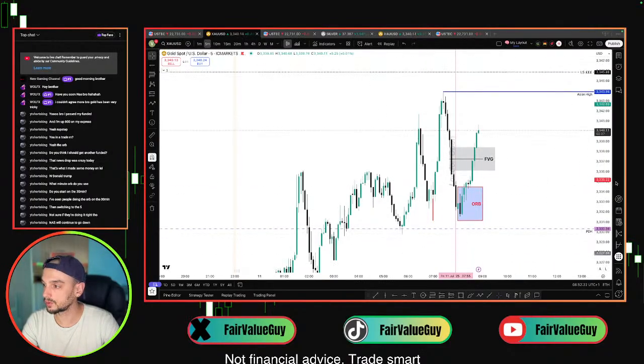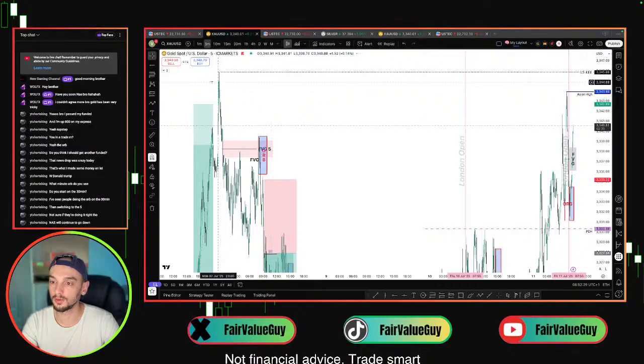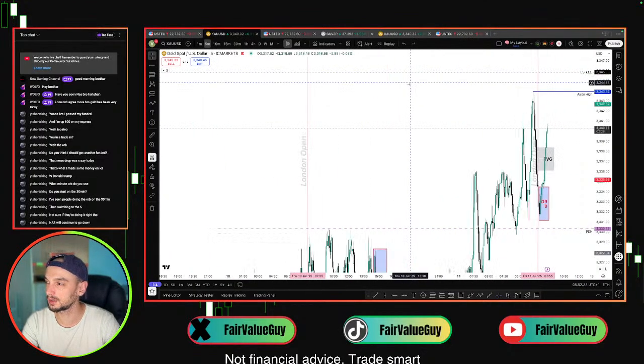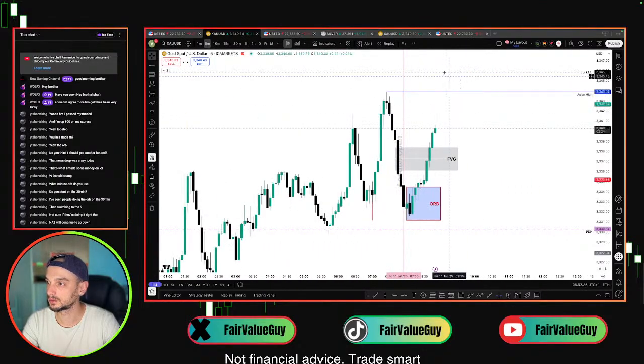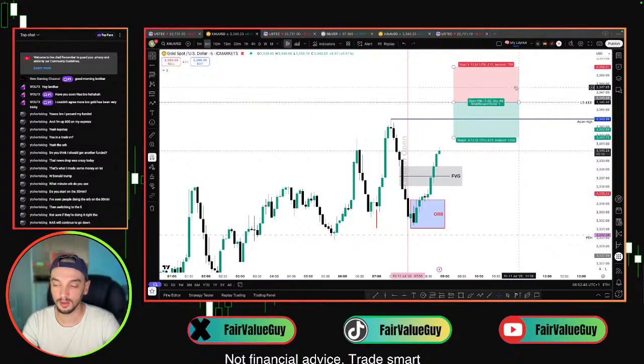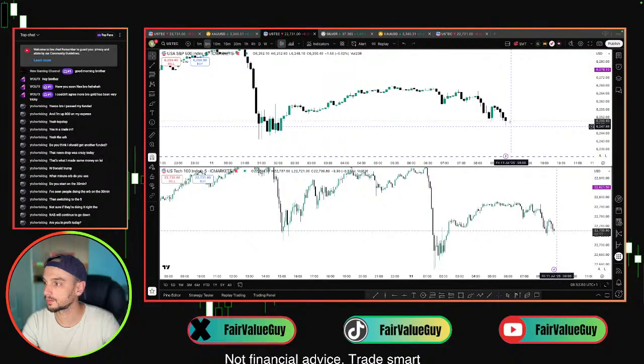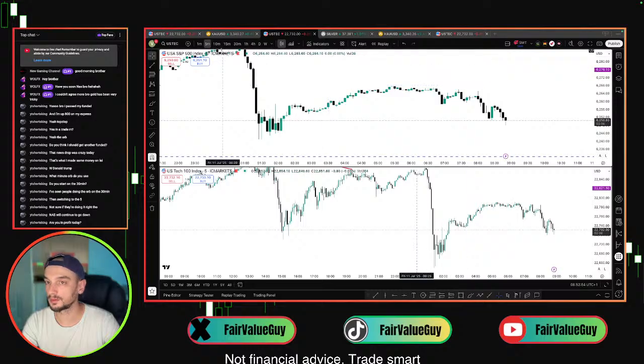I'm not interested in gold right now until it gets those highs here, and this liquidity from Monday. This is probably the weekly highs. So I expect a big move from here. I expect a big move from right here. But at the moment, I'm more interested in NASDAQ.